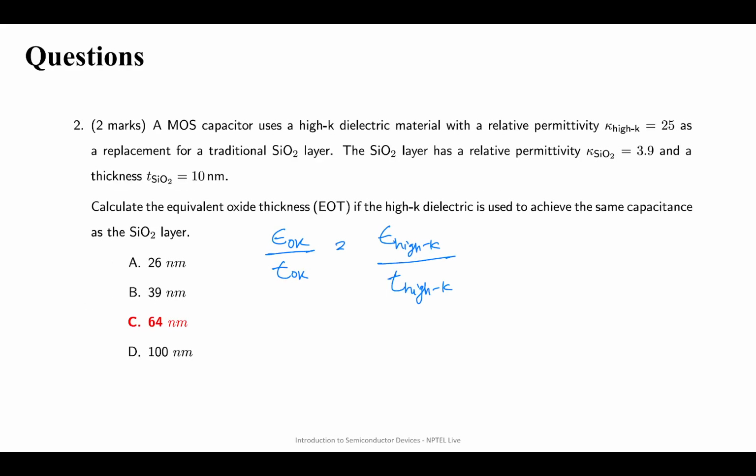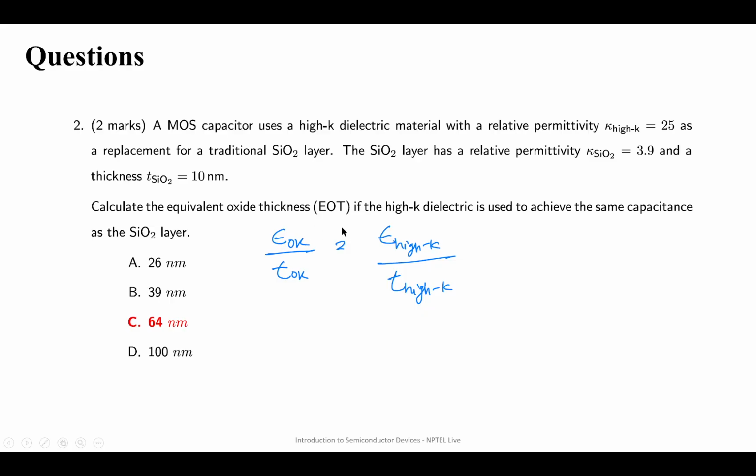That is correct. The answer would be 65 nanometers or 64 nanometers. So you want to have the same capacitance, so you want to have the same Cox. So your C_SiO2 by T_SiO2, which is epsilon SiO2 by T SiO2, will be equal to epsilon high K by T high K.